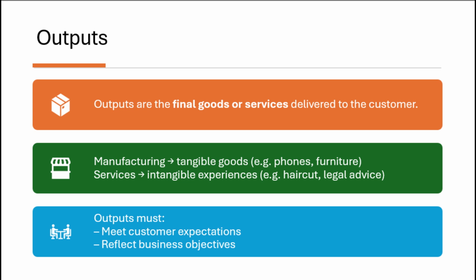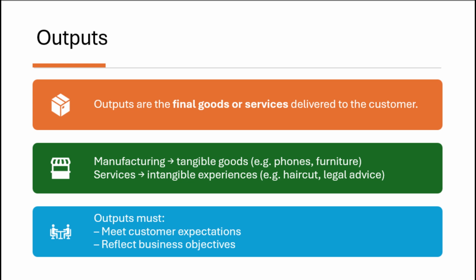In a manufacturing business, outputs are tangible, like a pair of shoes, a laptop, or a tub of yogurt. In a service business, outputs are intangible, like a haircut, a tax return, or tutoring. It's important that businesses monitor their outputs, for example, using customer feedback or reviews, to improve performance and customer satisfaction over time.